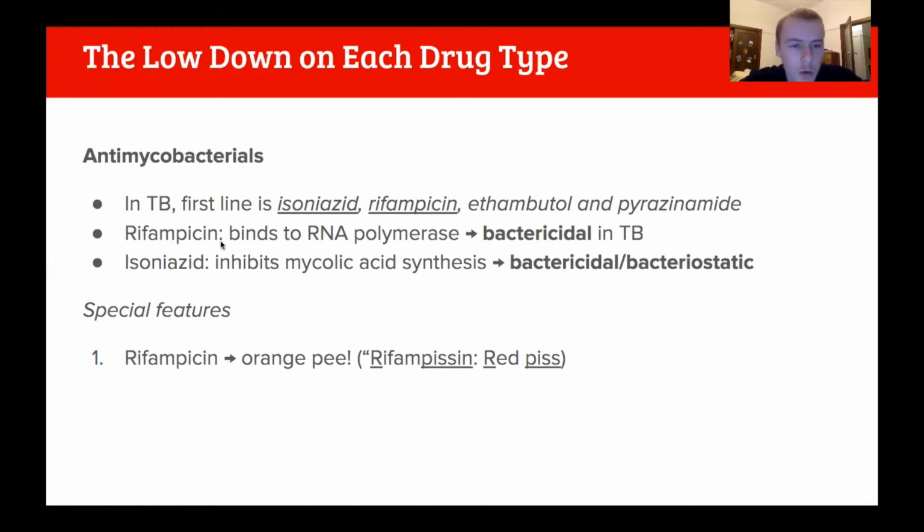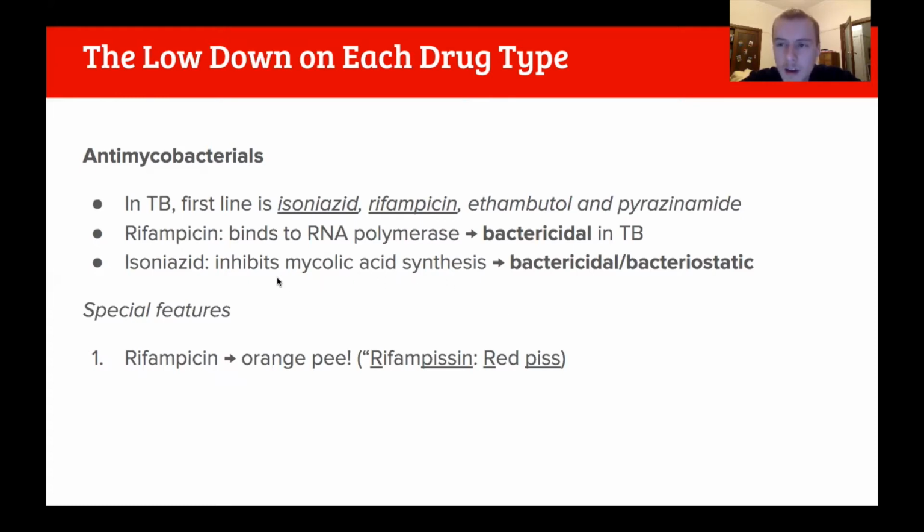So what do they do? Well, rifampicin binds to RNA polymerase, and that stops RNA from being synthesized. And without RNA, the TB bacterium can't make its proteins, so it's bactericidal. Isoniazid inhibits mycolic acid synthesis.